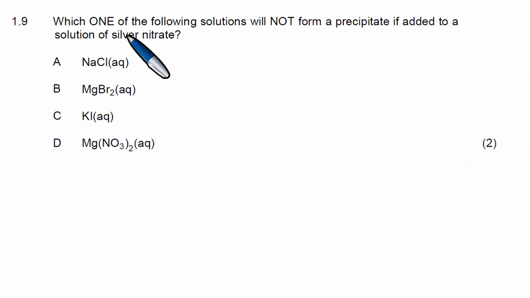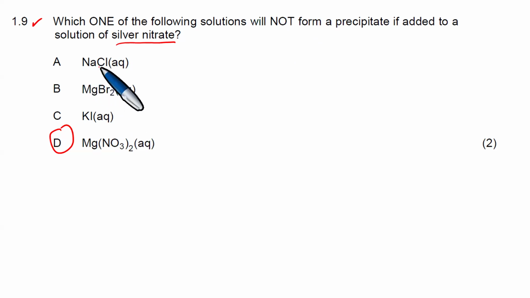Let's look at 1.9. Just enjoying some multiple choice. Which one of the following solutions will not form a precipitate if added to a solution of silver nitrate? Obviously, at this point, it is another substance of the nitrate type, and therefore it is magnesium nitrate. The rest of these salts will form precipitates.